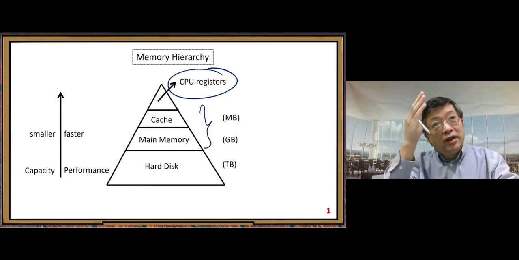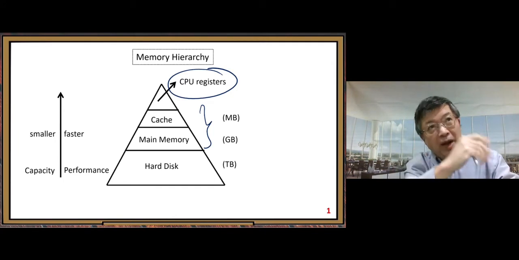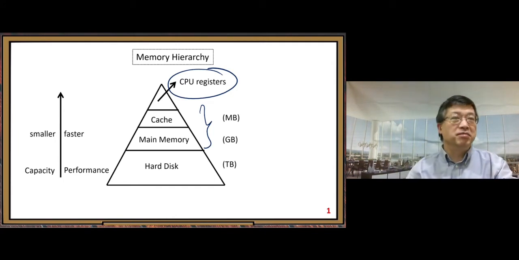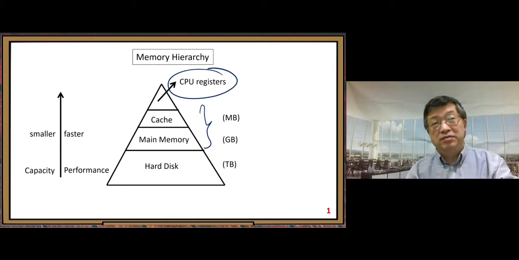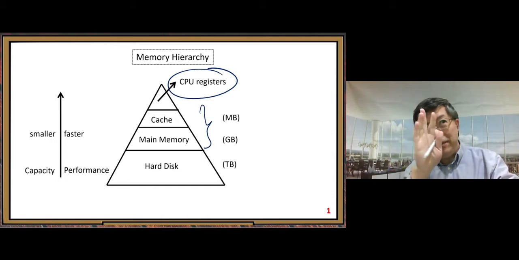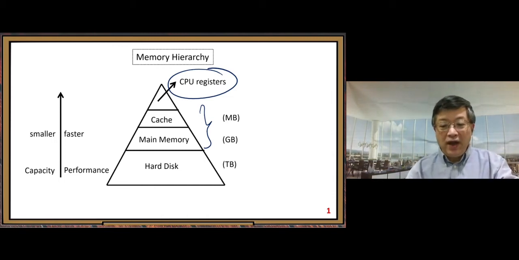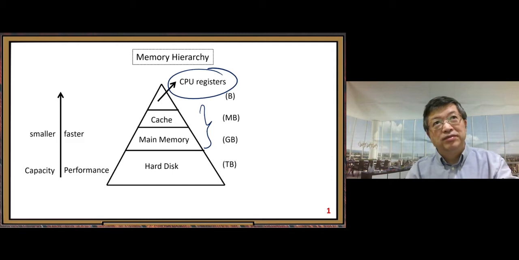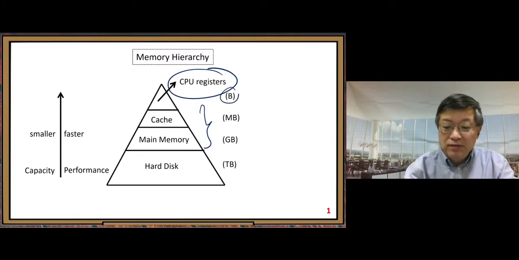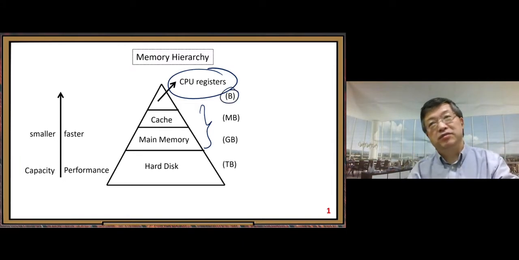Cache is several megabytes, in megabytes, single digit, several megabytes. Then the last one, the registers, is several bytes. So you can see we use bytes for the measure, which is pretty small. Okay. All right.